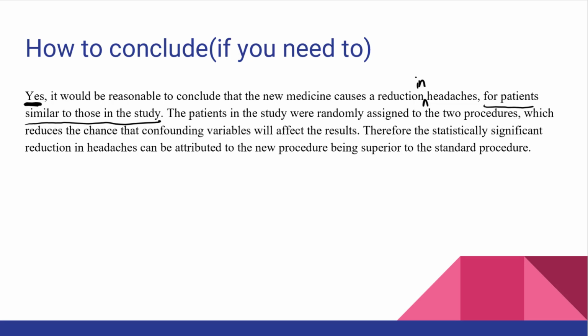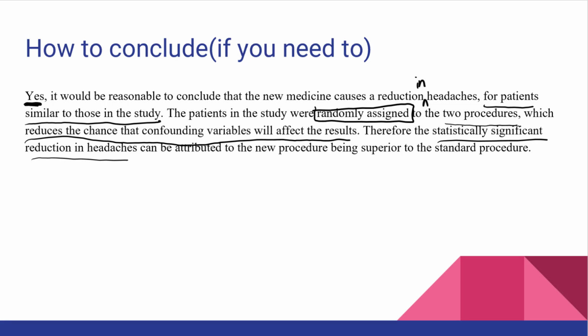Next, we say why our experiment is valid. The patients in the study were randomly assigned to the two procedures. The two procedures here is whatever you put in your experiment design. This is probably a control and then a new medicine, or a standard medicine and a new medicine. The key word here is randomly assigned. Because we used random assignment, this reduces the chance of confounding variables and bias, which will affect the results. Therefore, the statistically significant reduction in headaches can be attributed to the new procedure being superior to the standard procedure.